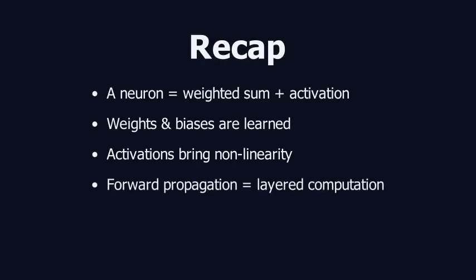That is the foundation. A neuron is a weighted sum followed by an activation. A network is just many neurons organized into layers, passing signals forward. In part 2, we will teach this network to learn using backpropagation and gradient descent.